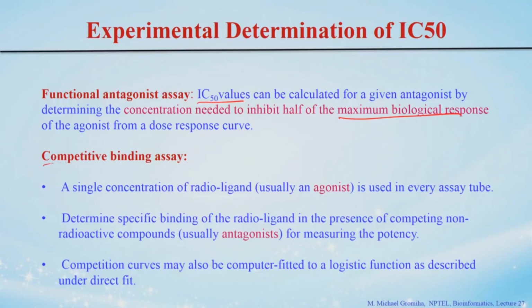Likewise, there is another assay, for example, competitive binding assay. Here also you can see a single concentration of any radioligand, usually agonist, in every assay tube. Then you determine a specific binding of the radioligand in the presence of competing non-radioactive compounds, usually antagonist. Then there is a balance for measuring the potency. Then you can see the competition curves, they can be fitted using computer models like logistic function, to see the fit. So, there are different ways to get the IC50 values. You can use the competitive binding assays or the functional antagonist assays.